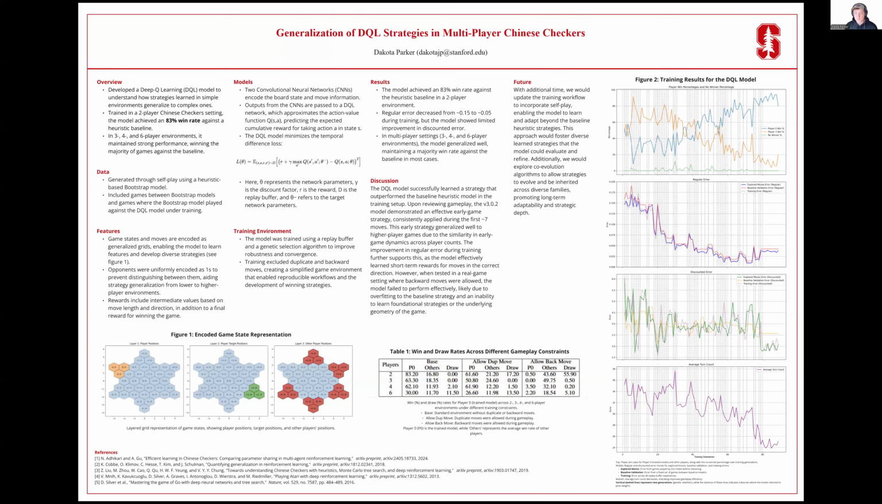My project was the generalization of DQL strategies in multiplayer Chinese checkers. My goal with this project was to generate a DQL model that I could train in a two-player environment and then see how it generalized to 3, 4, and 6-player environments.